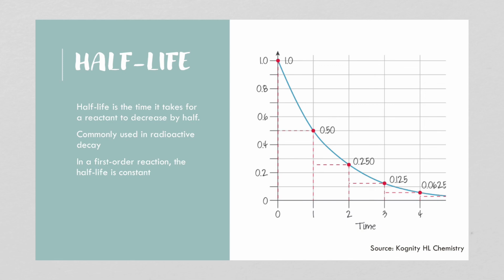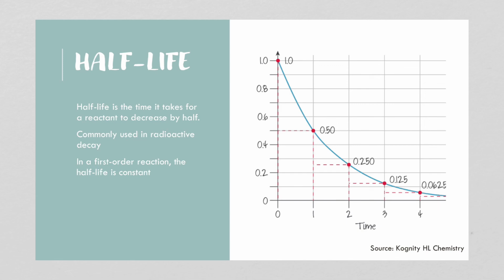The other thing too, if we take a look at your concentration time graph, half-life is the time it takes for a reactant to decrease by half. We often use half-life graphs and equations when we're talking about radioactive decay. So over time, the reactants would dissipate radioactively.